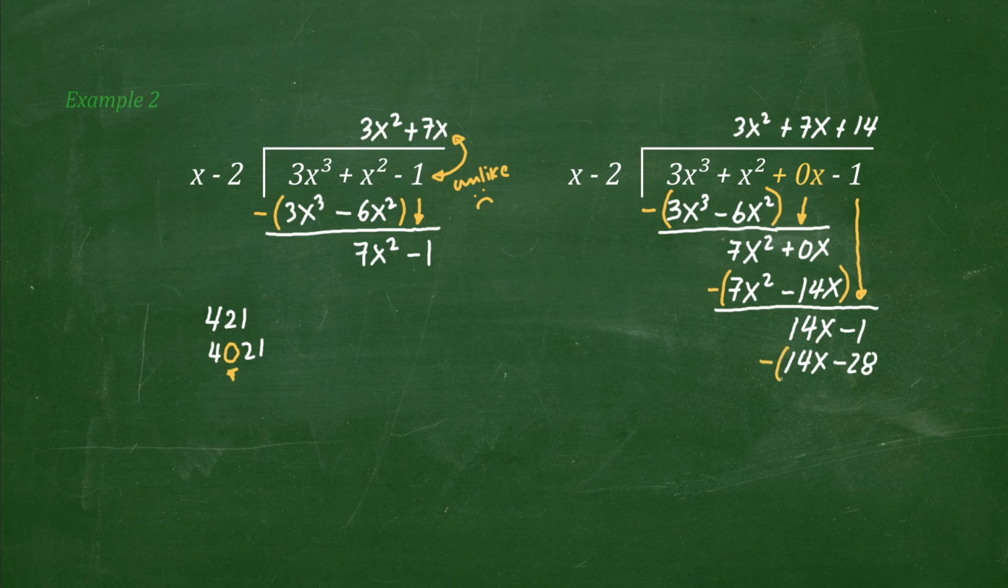So again, we distribute the negative sign when we subtract. 14x minus 14x is 0. No need to write that. However, in this particular constant, minus 1 or negative 1 minus negative 28, let me write that here because we can use this as our scratch area. So we have negative 1 minus negative 28. Opposite, opposite. We now have negative 1 plus 28 or 27.